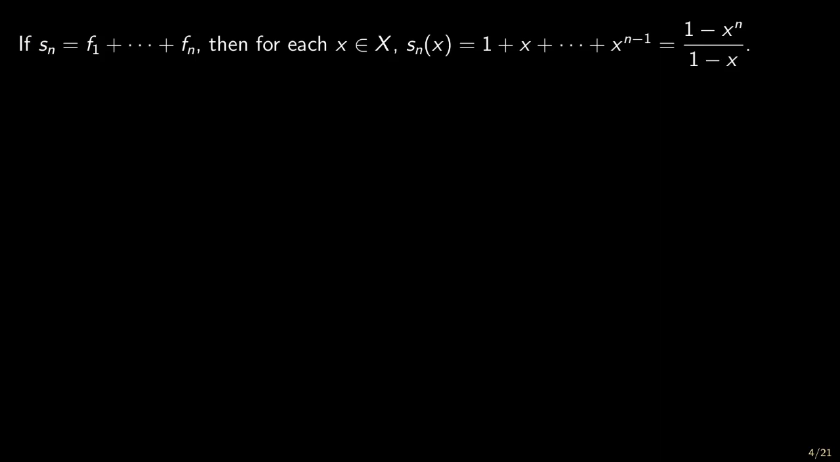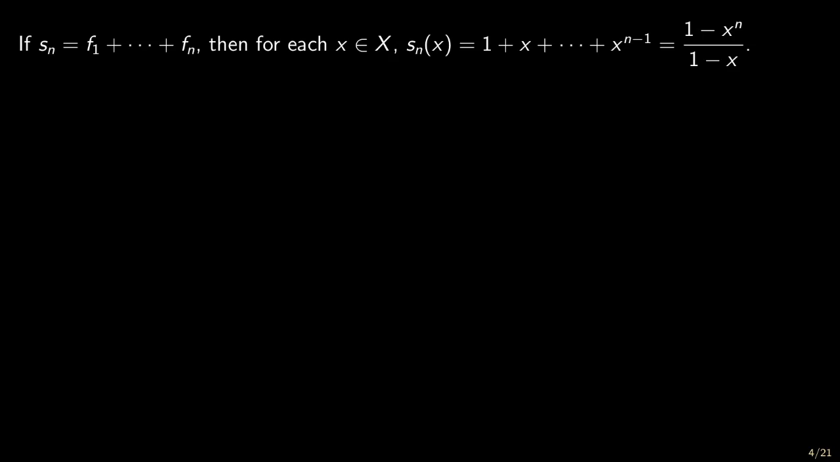In order to show this, let's consider the sequence of partial sums. Let's consider the sequence S_n, which is defined as the sum of f_1 up to f_n. Then as you can see, for each x, S_n of x is the sum 1 plus x plus and so on plus x raised to n minus 1.